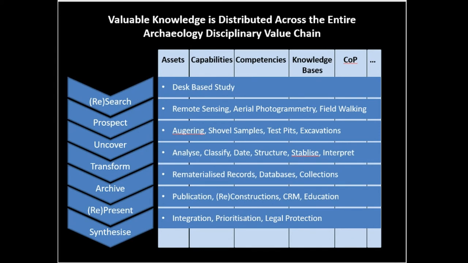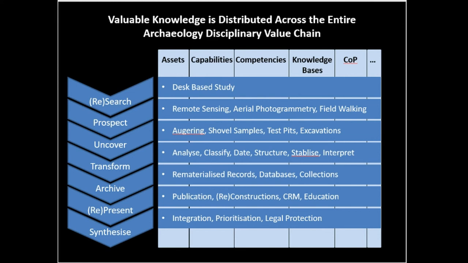So we've drawn this value chain of, this is how you might conceive of the archaeological endeavour. Starting from research, moving through to synthesis, these are types of activities. The data and knowledge around this is not only in databases and machines, it's also in people, it's in communities. So if you go through the assets we have different types of resources, HERs, we have different capabilities, we have professional capabilities, we have competencies of how people apply those capabilities, we have the knowledge bases themselves, people think of those, and we have communities of practice. And so on.